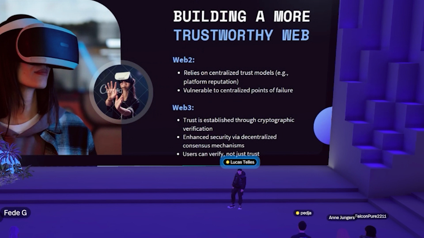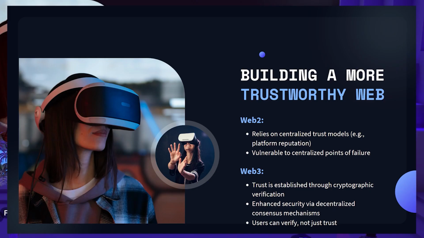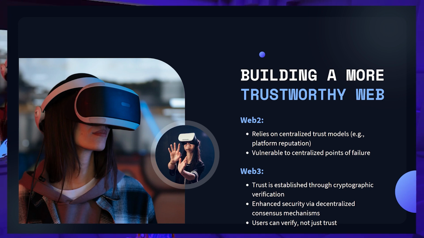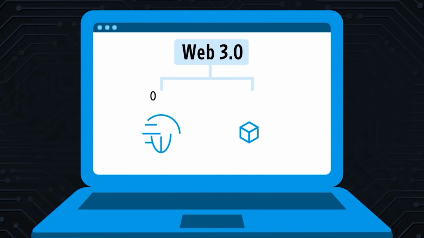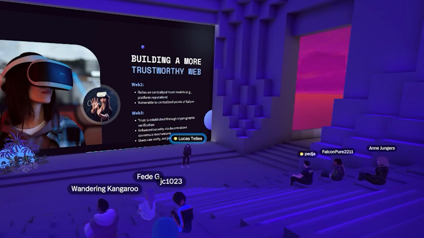Let's transition to the promising realm of Web3, where trust is built on cryptographic verification rather than reputation, as you saw in Web2. Trust is established through transparent, decentralized consensus mechanisms that underpin blockchain technology. The blockchain, with its inherent immutability and cryptographic security, creates a foundation of trust that is unbreakable. Users can verify, not just trust, thanks to the transparency and security provided by blockchain technology.